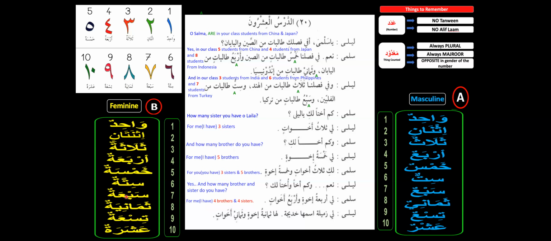Well done. We cannot say why, because feminine names will not accept tanween. It's always going to be Khadija. So she's continuing her answer. Laha thamaniyatu ikhwatin wa thamani akhawatin.